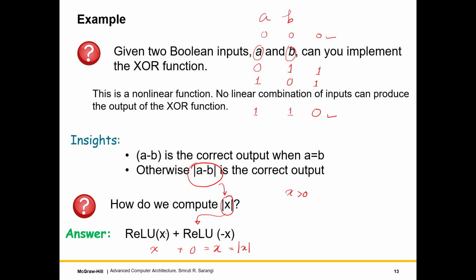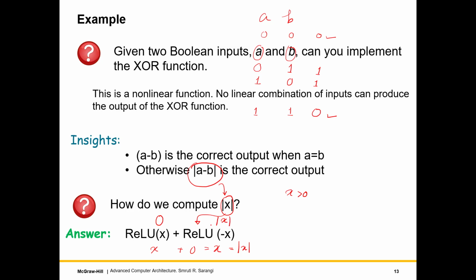Now consider the case of x is 0, that is trivial. Consider the case when x is negative. In that case, ReLU of x will be 0, but ReLU of minus x will actually be minus of a negative number, which is a positive number.